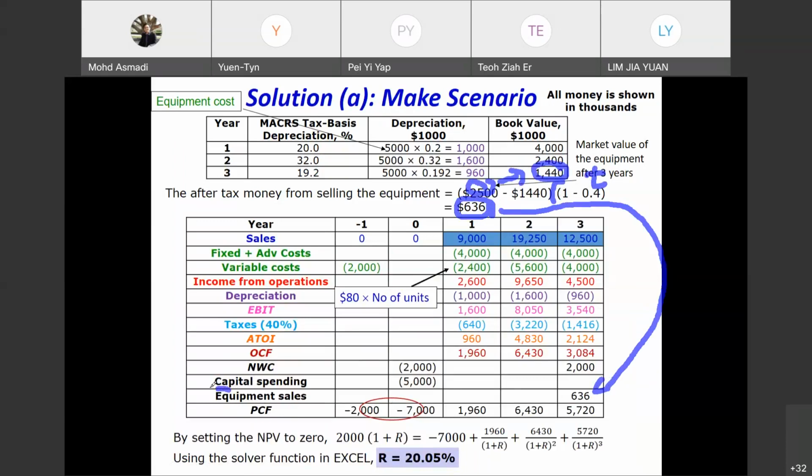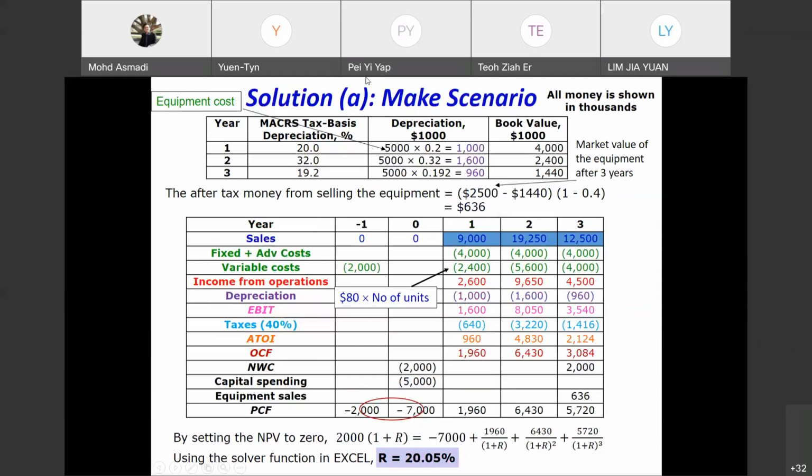See, this is the row that I told you that you have to add, between PCF and also capital spending. Previously, this one is equal to 0, right? This one is 0, previously, but now they have a value, $636. Please remember this one is in million.